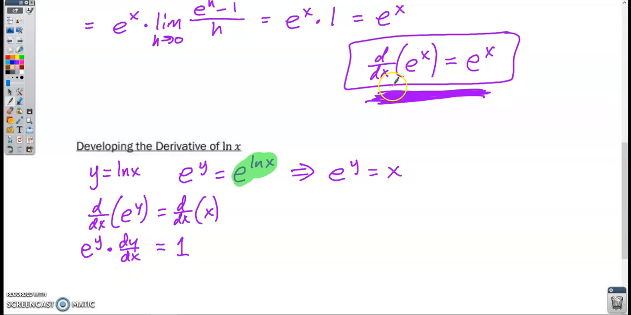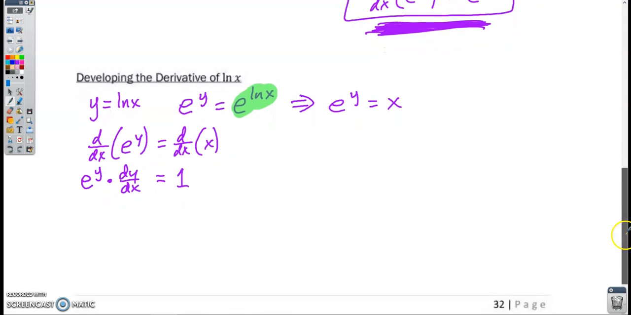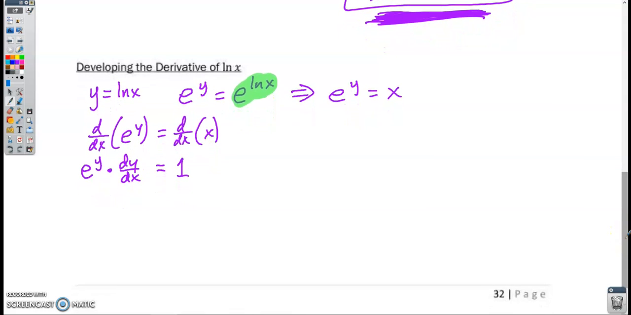Now why don't we see that normally in the rule? Well, we do. If we took the derivative with respect to x of e to the x, it's equal to e to the x times the derivative of x with respect to x, which is just 1. More on that later on when we learn about the chain rule and implicit differentiation, this will all make a whole lot more sense to you. All right, so I'm going to go ahead now and solve for dy dx. I divide both sides by e to the y.